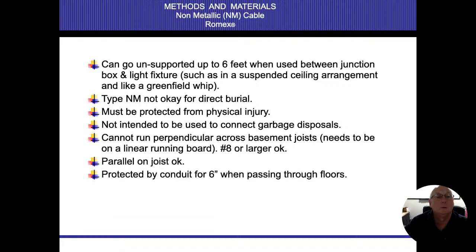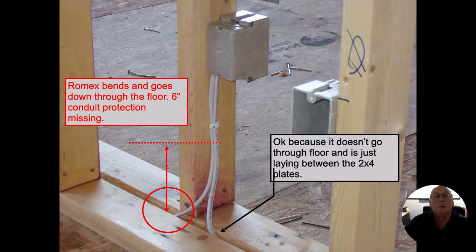What else? Protected by conduit when passing through floors. Not always happening. So here we can see we come out of our junction box. Within 12 inches of that box, we need to be secured. As long as we don't leave a way for the wires that are loose. So when they're going through the stud, then they need to be protected with nailing plates. But if they're out in the open like this, then they don't have to.